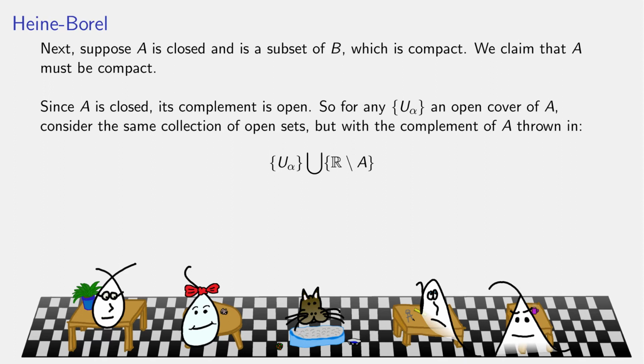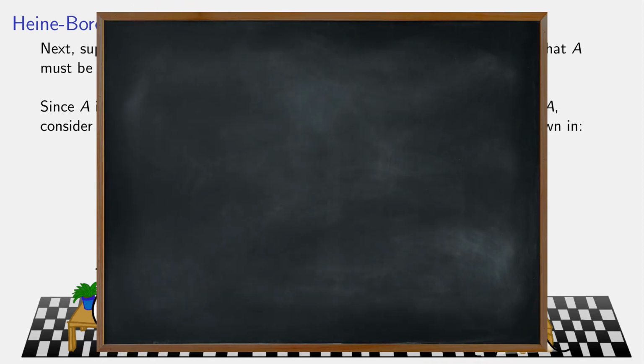So suppose you have an open cover of A. In other words, I have a collection of open sets, not necessarily finite or countably many. I'm just calling them U sub alpha. It's a weird collection of open sets, but they do cover A. What I'm going to do to this collection of open sets is add one more open set to it, the complement of A. So all the U alphas are open, the complement of A is open, so altogether I still have a whole bunch of open sets.